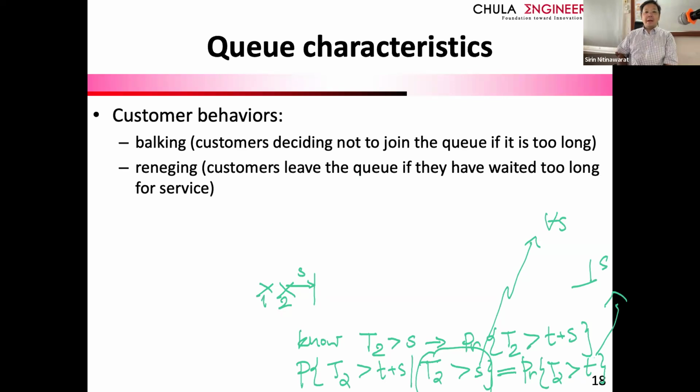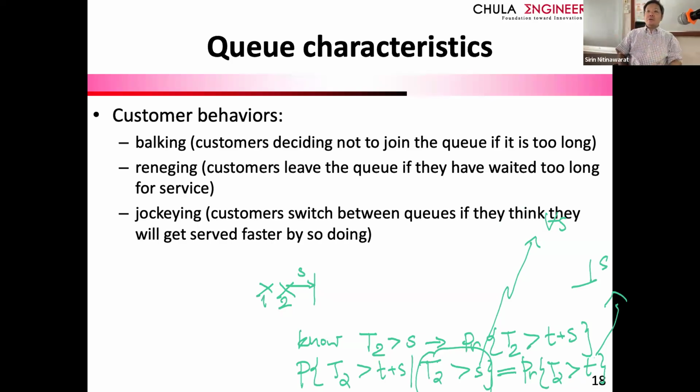What do I mean by reneging? Reneging means the customer will go into the queue first, but if the wait is too long, he will leave. So that's different from balking. With balking, you have to decide at the outset to leave, but reneging means you can join first and wait for a certain period of time. Jockeying, you see this as well. You go into one queue, it doesn't move, you jockey to the other queue.